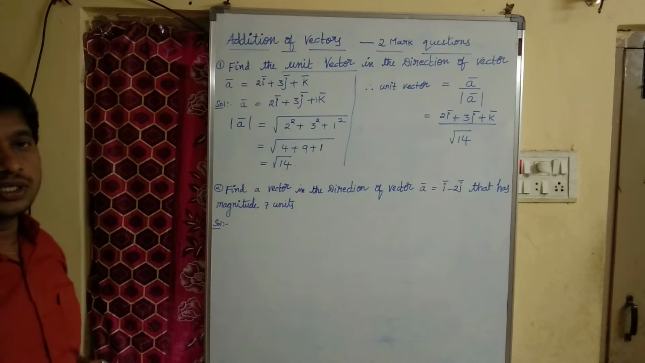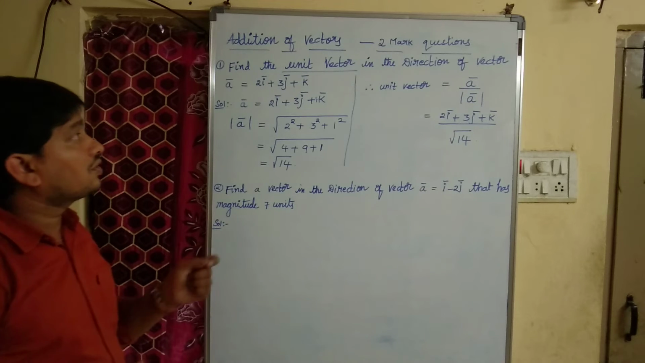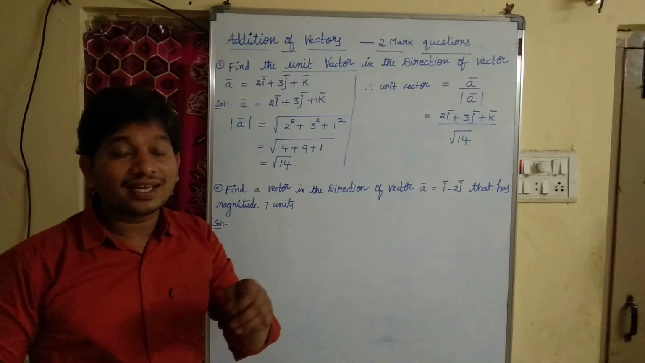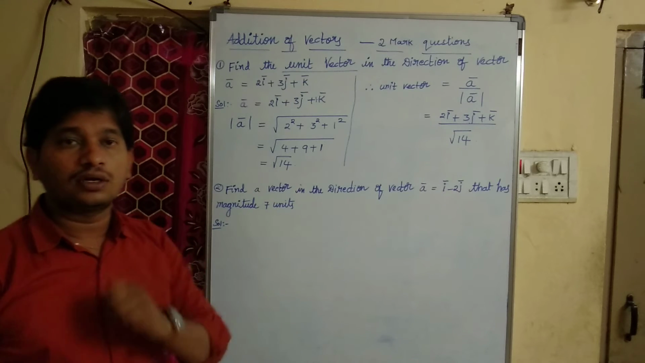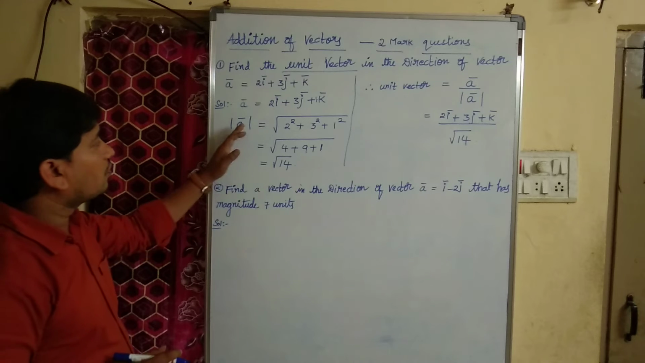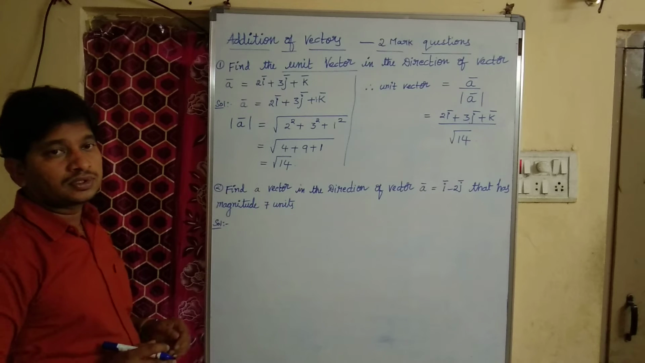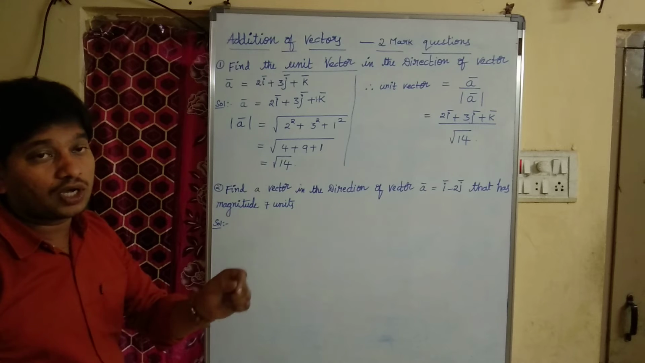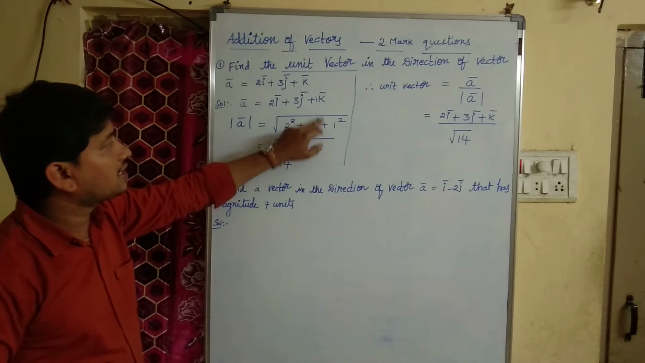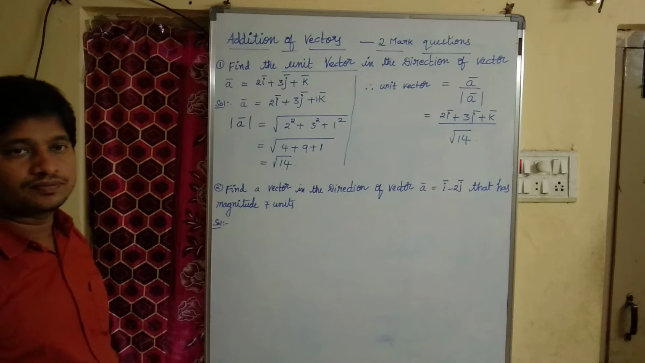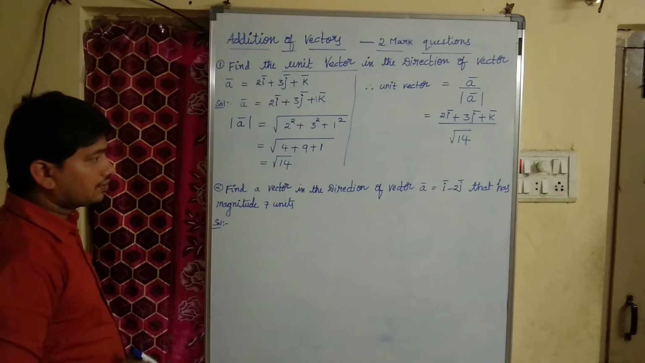So that's all, that is the answer. Whenever they are asking to find out the unit vector in the direction of vector a bar, it is a bar by modulo of a bar. Here we have to find out modulo of a bar, that is nothing but square root of i coefficient square plus j coefficient square plus k coefficient square. That's all. Okay, coming to second question.